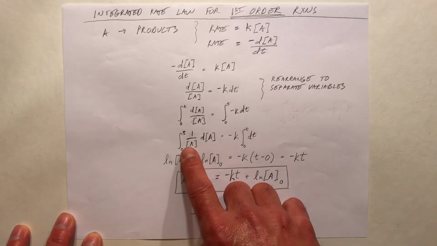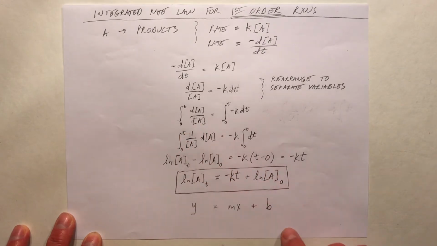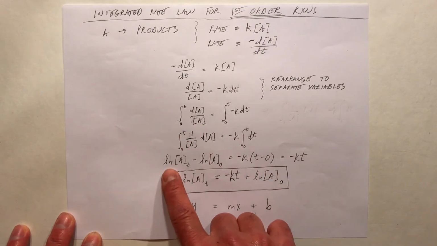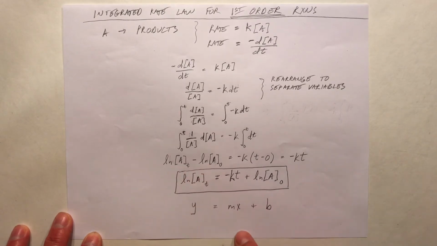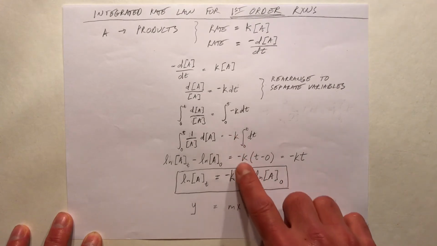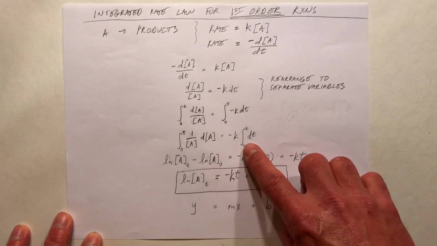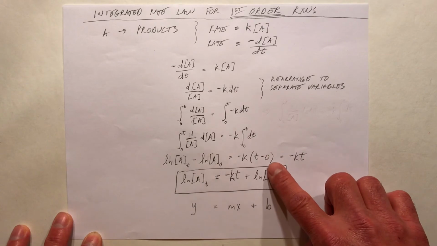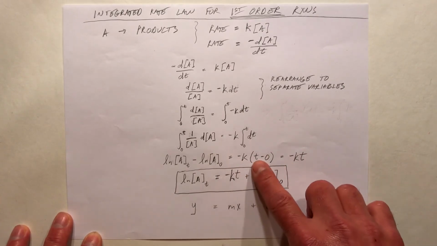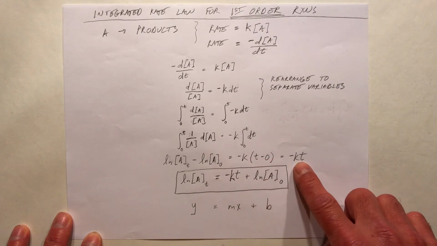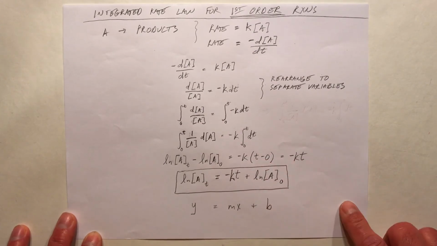On the left-hand side, when you solve this integral using the rules of calculus, you get natural log of concentration of A at time t minus natural log of concentration of A at time 0. On the right-hand side, the negative k is already factored out, and the integral from 0 to t dt is equal to t minus 0. So we end up with negative kt minus 0, or just negative kt on the right-hand side of that equal sign.